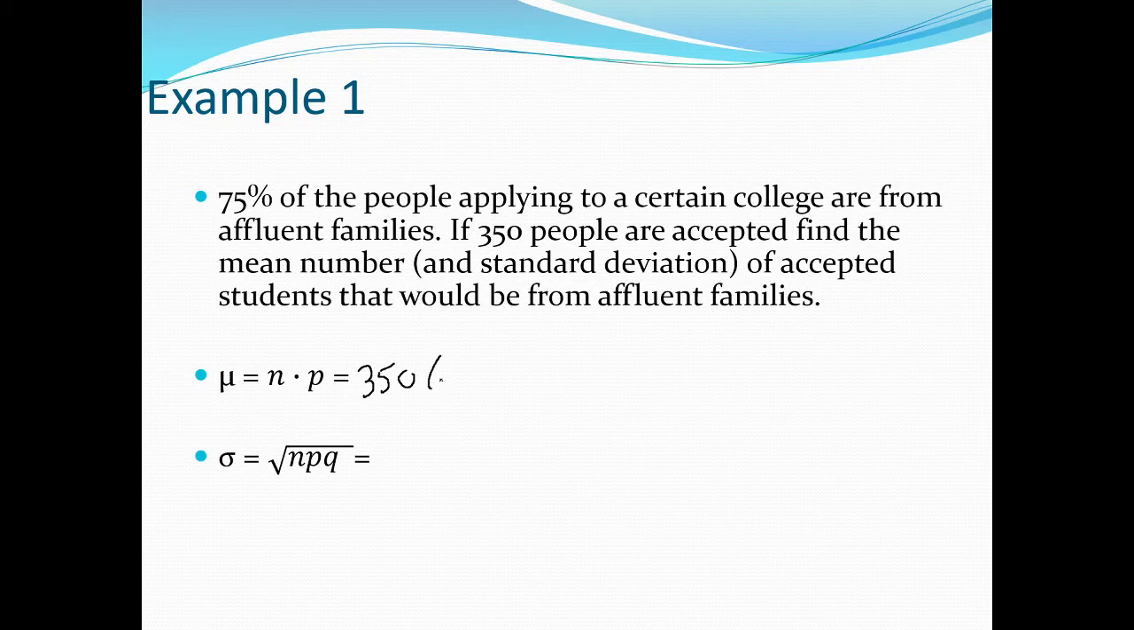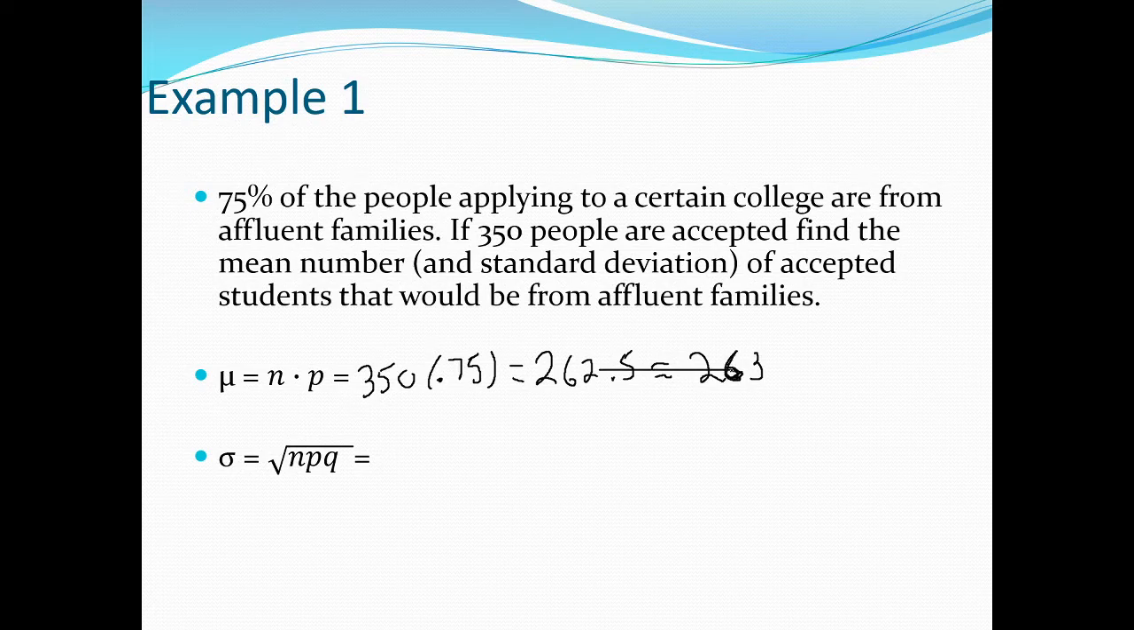the chance of success, which in this case is being from an affluent family, so times 0.75. That gives us our average number of people from affluent families. This is nothing more than a problem we might have had way back in middle school: 350 people are accepted, and we know that 75% of them, generally speaking, are from affluent families. How many are from affluent families? You just take the number times the percentage, and you get 262.5, which we'd probably round up to 263, or might even round down, depending on what you're doing this for. But that's the general idea.